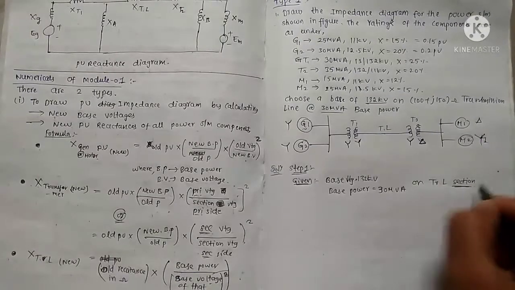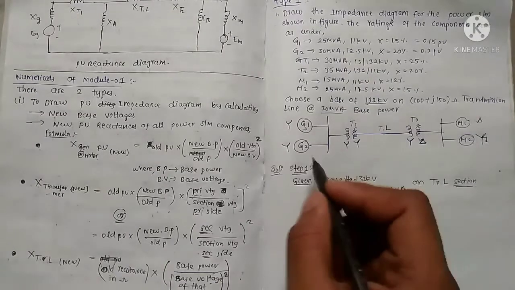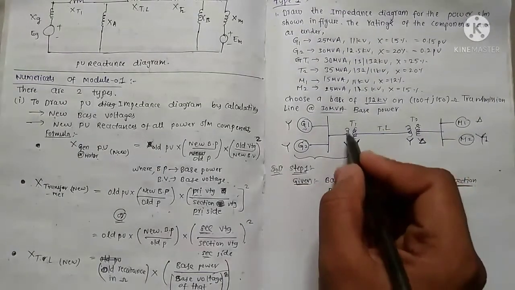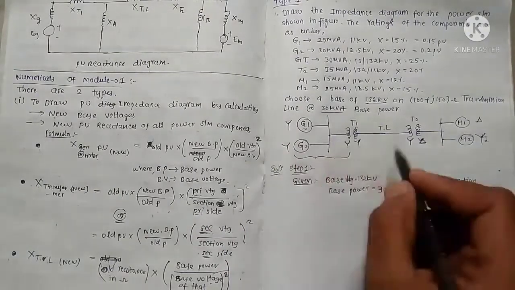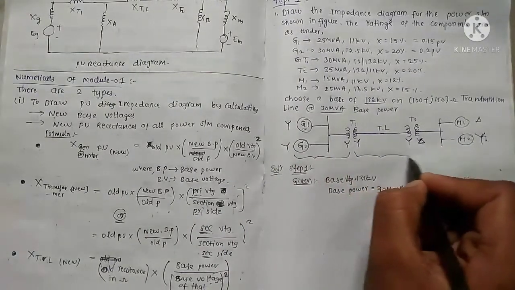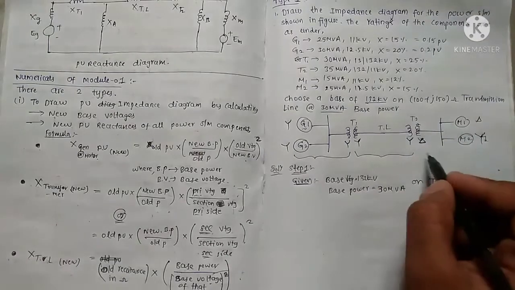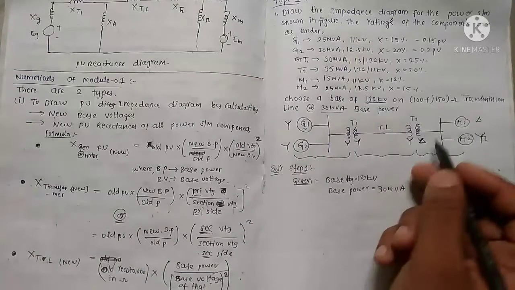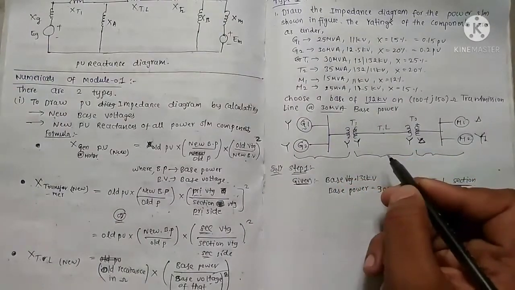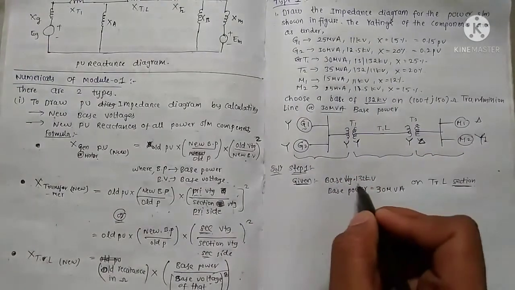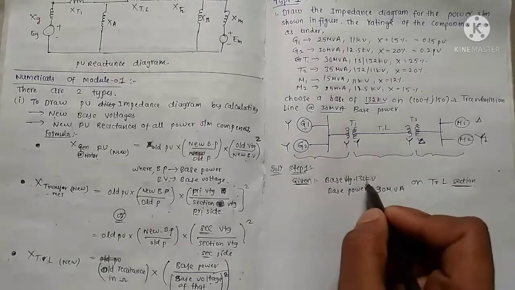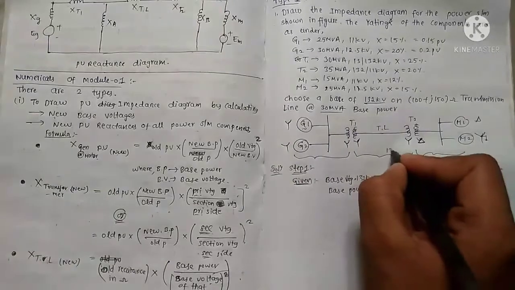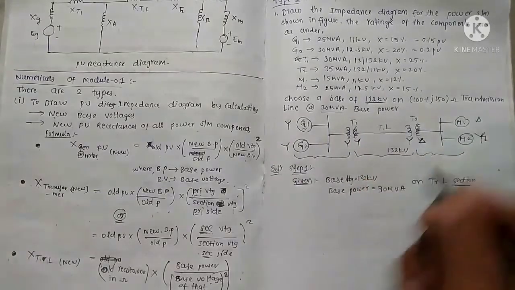In the second step, we will divide the single line diagram into 3 sections. One is the primary of T1 to the generator section, the next is the secondary of T1 to the primary of T2 transformer, and the T2 secondary to the motor section. This is the second step we need to do in each and every problem. Since they gave the base voltage as 132 kV in the transmission line section, write this as 132 kV.